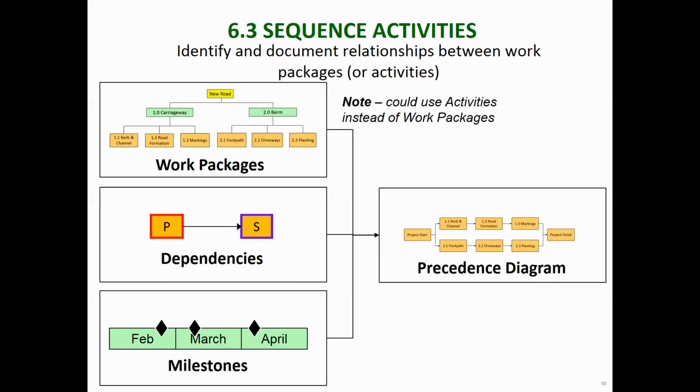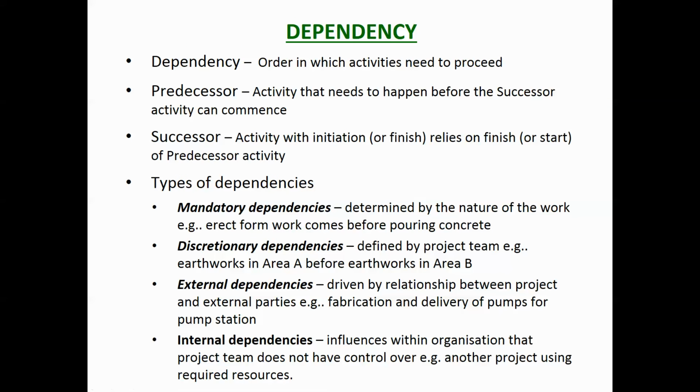So milestones are these points where you can actually see whether the whole thing is coming together as planned or not. So work packages, dependencies, milestones, you consider all of those and put together the precedence diagram. We're going to look at precedence diagrams in a little bit more detail later on, but first let's look at dependencies. The dependency is the order in which activities need to proceed, and there's normally a predecessor and a successor. The predecessor is the activity that needs to happen before the successor, and the successor is the activity that happens after.